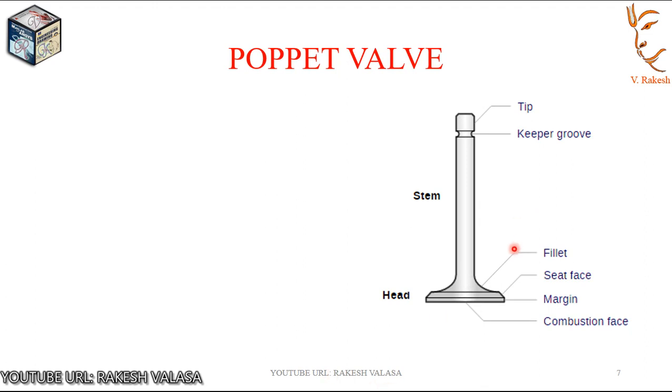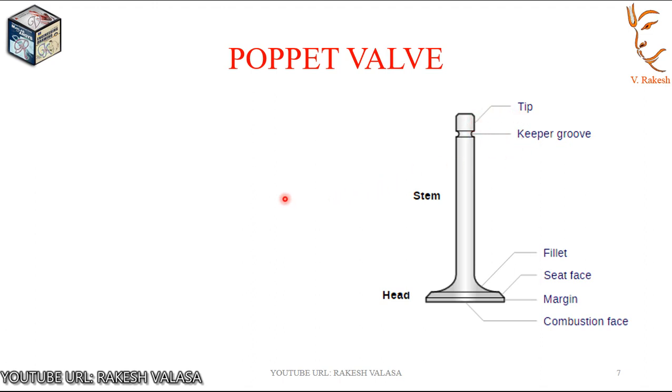See this figure. This poppet valve consists of the following parts. This is the combustion face. This is the margin. This bottom part is head. This slant part is seat face. This curved part is fillet. This vertical narrow part is stem. This is the keeper groove. This end part is tip.